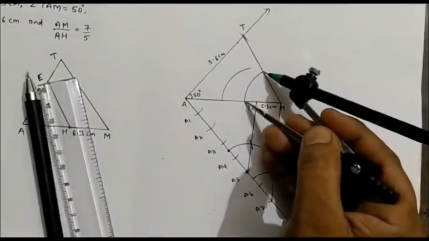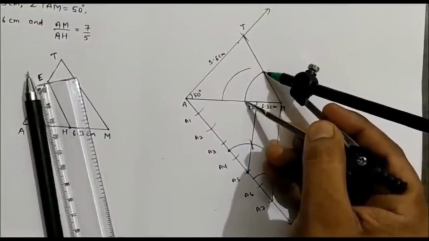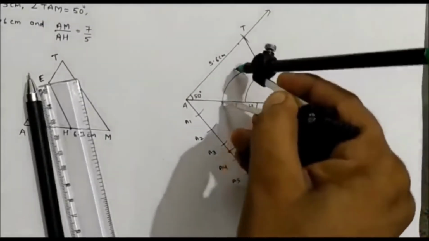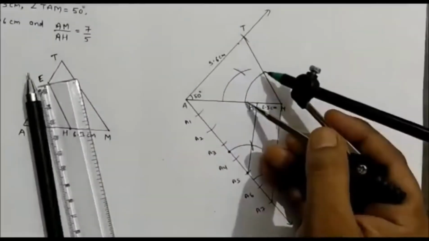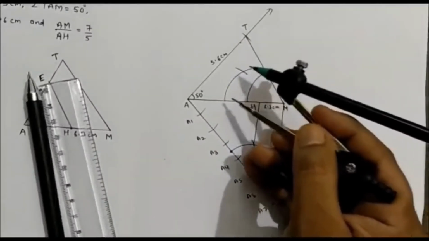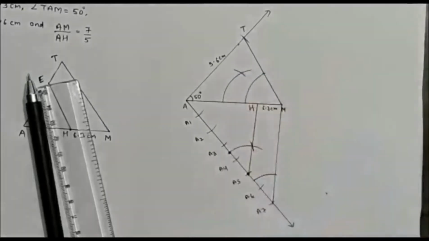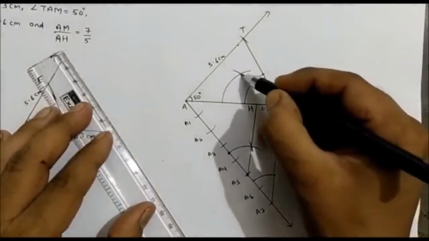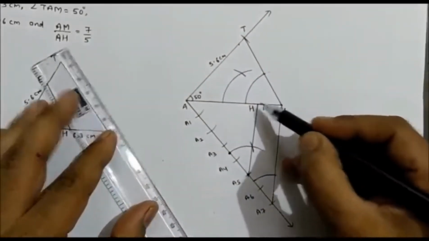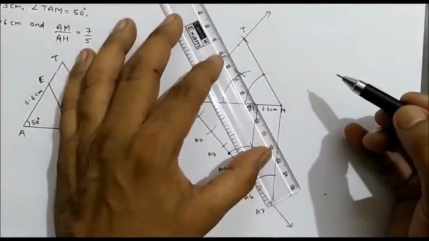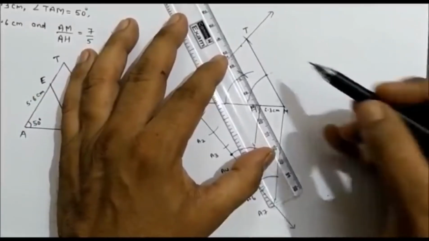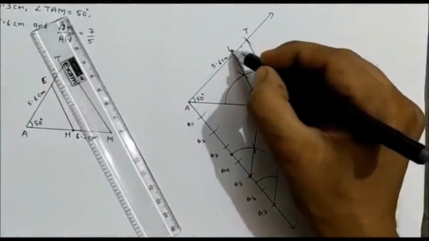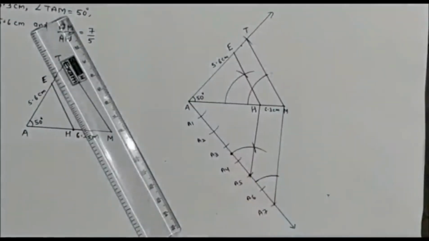And now take this distance. You can see, students, take this distance, and with this distance from this point, cut this arc once again. I repeat, with this distance, cut the arc from here, and now with this H you have to join this point. From this H you can see, and mark this point as E.